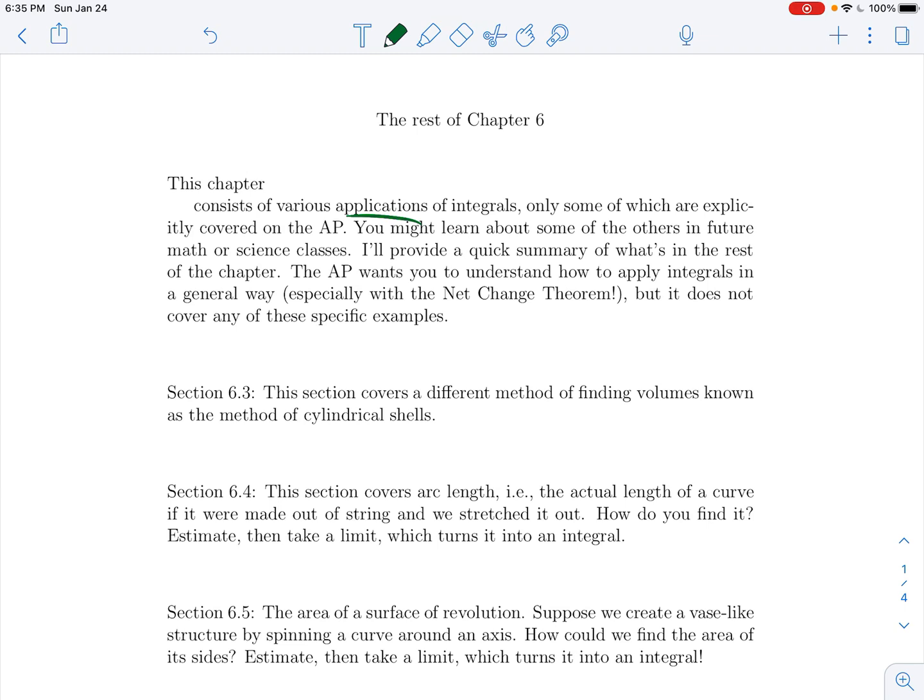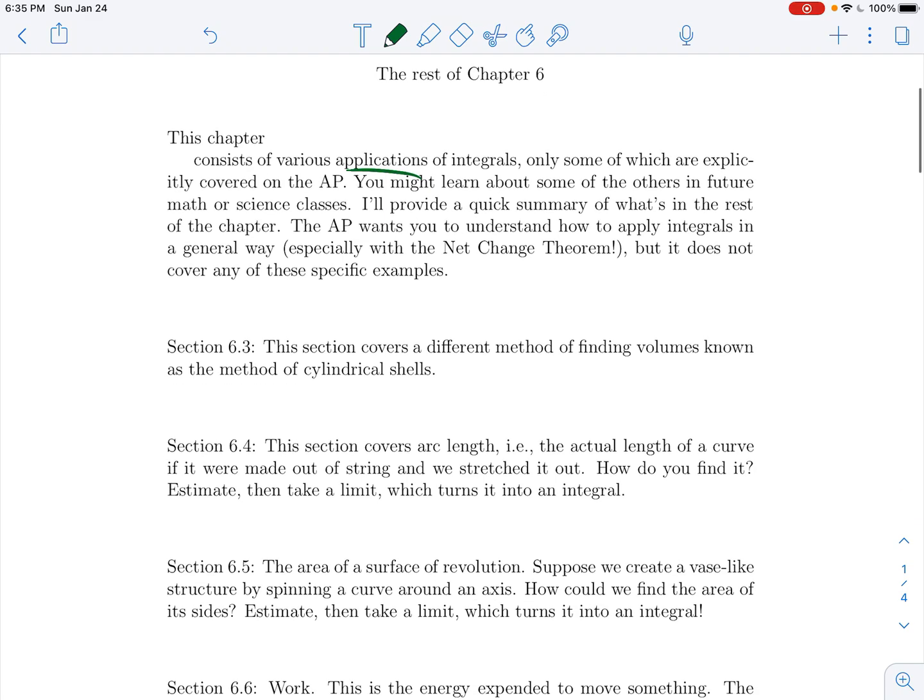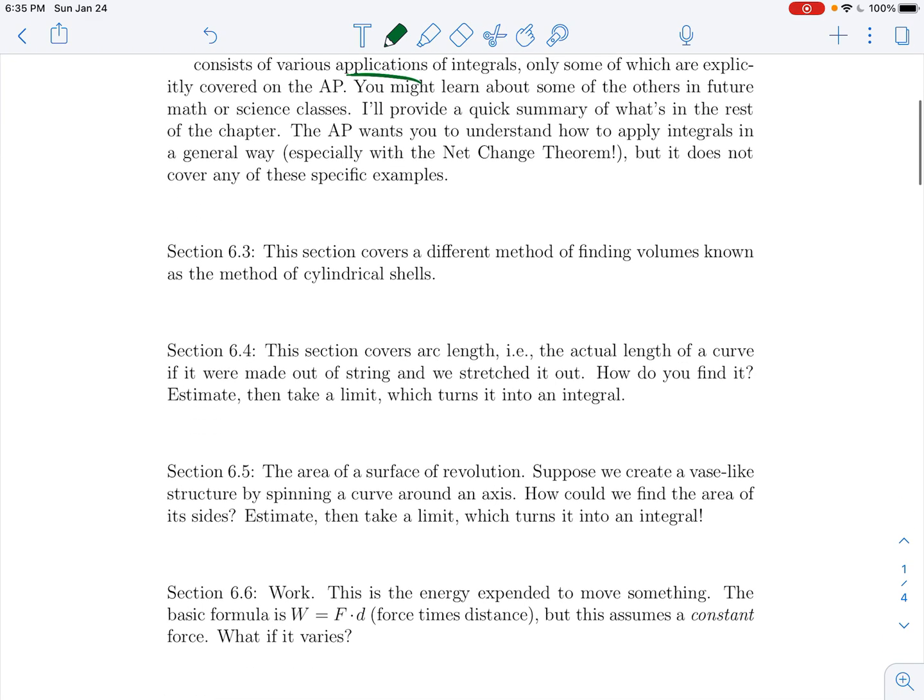covered on the AP. But you will see some of these in future math or science classes, so I want to give you just a quick sense of what's going on. The AP wants you to understand how to use integrals in a general way, for example, the net change theorem, but it's not expecting you to know all these individual formulas, but they are kind of interesting.